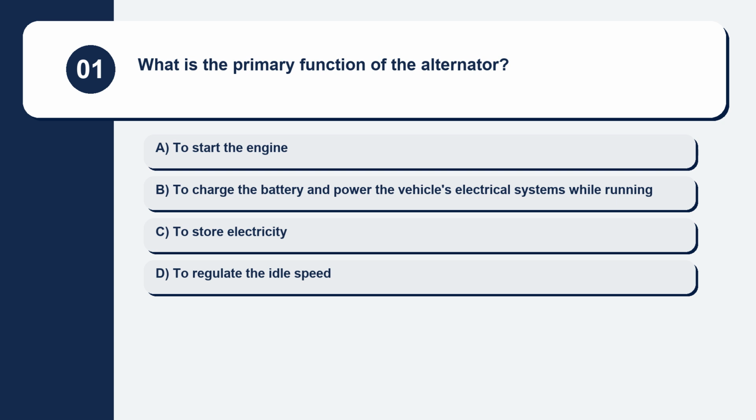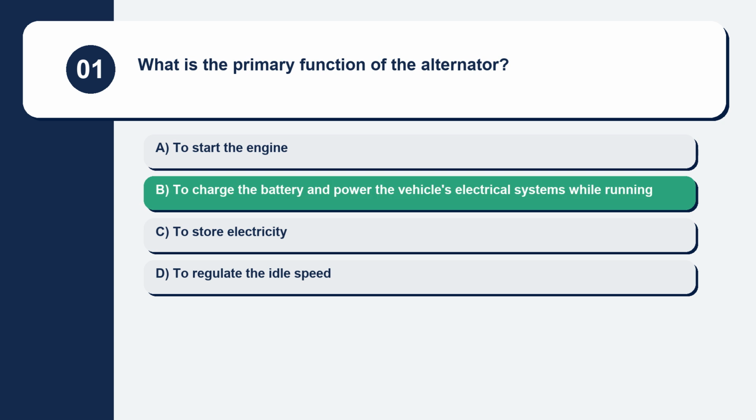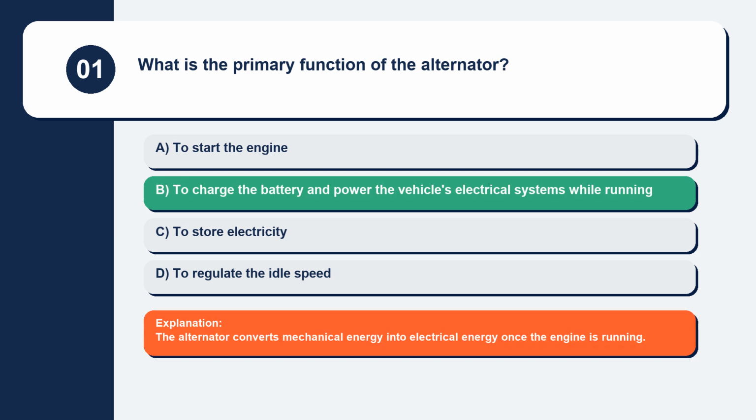Question 1. What is the primary function of the alternator? To start the engine. To charge the battery and power the vehicle's electrical systems while running. To store electricity. To regulate the idle speed. The alternator converts mechanical energy into electrical energy once the engine is running.